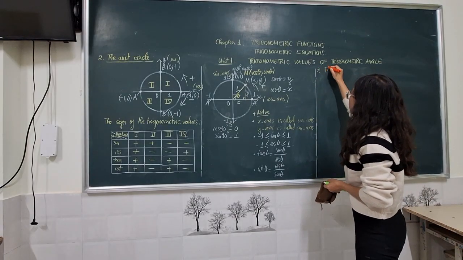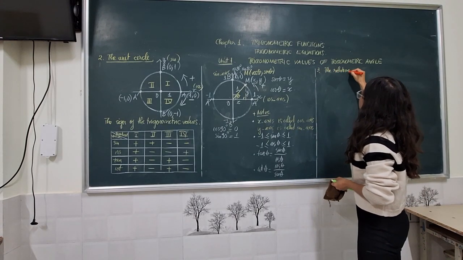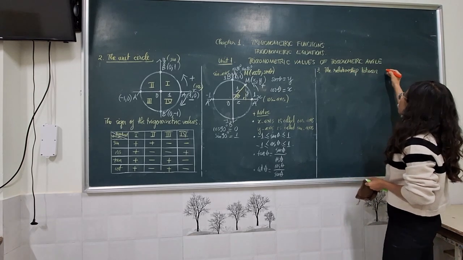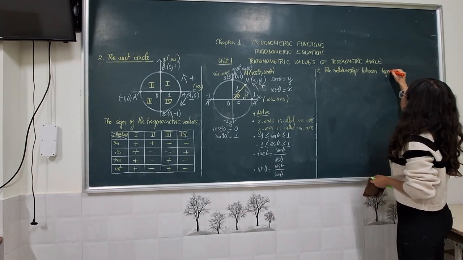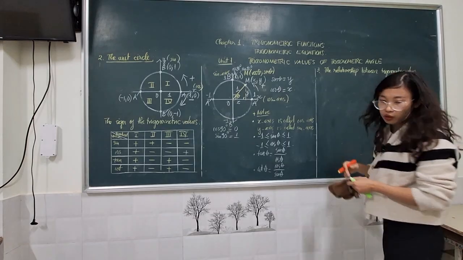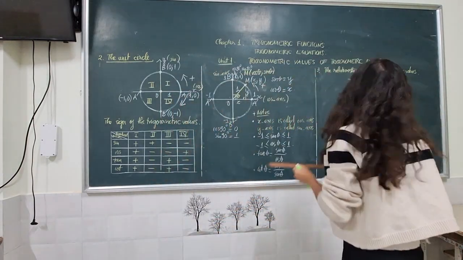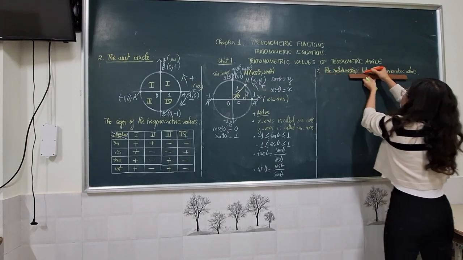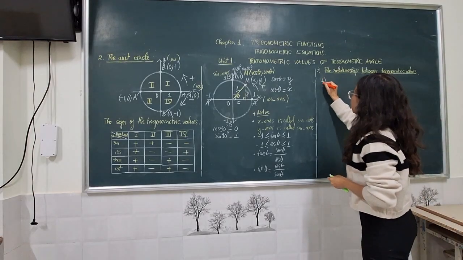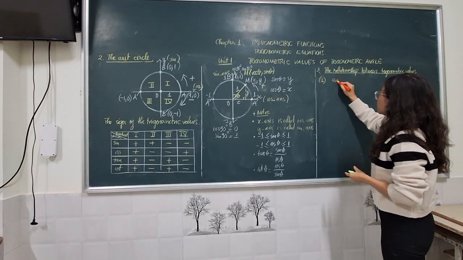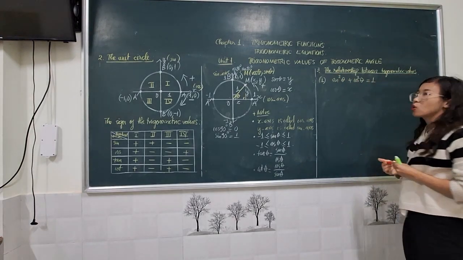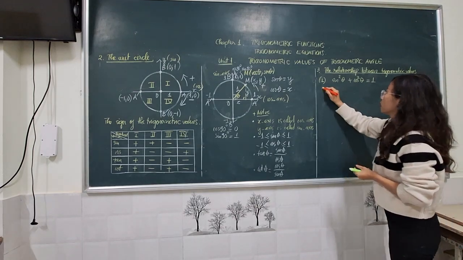Part 3, the relationship between the trigonometric values. We have 4 identities. First, sine theta squared plus cosine theta squared equals 1. It's called the Pythagorean identity.